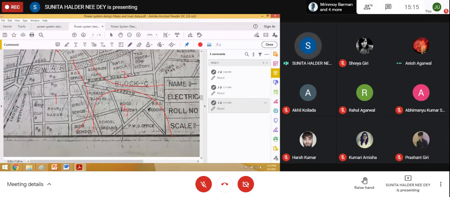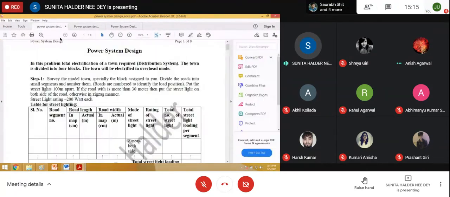So do this road segmentation. Ma'am, in road segmentation, we'll just have to number the roads in our way, right? Yes, the road segmentation will be in a particular fashion. That is, I have written here, divide the roads into small segments and number them.